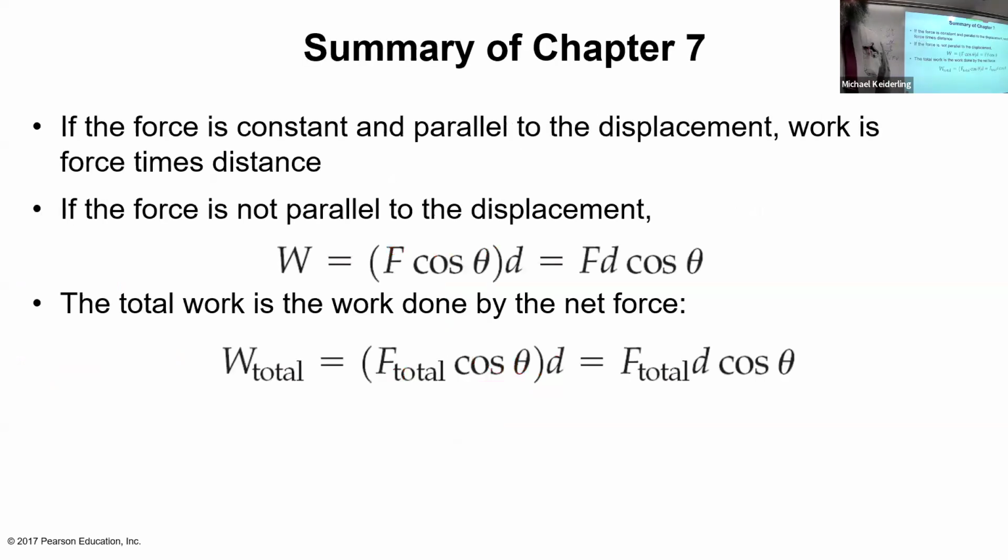So that is the end of chapter 7. If the force is constant and parallel to displacement, work is just force times distance. If the force is not parallel to displacement, work is force times distance times cosine of the angle. The total work, you add up the work from every force; that equals the net force, the total force, times the cosine of the angle times distance.